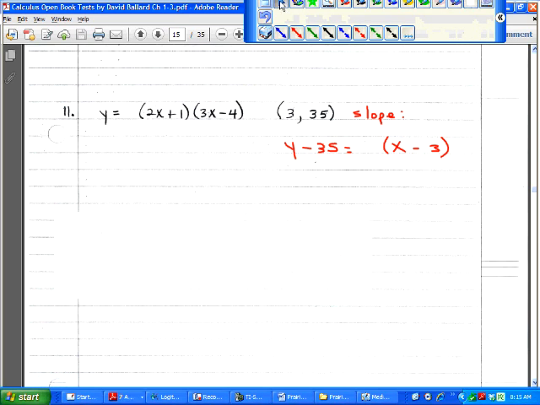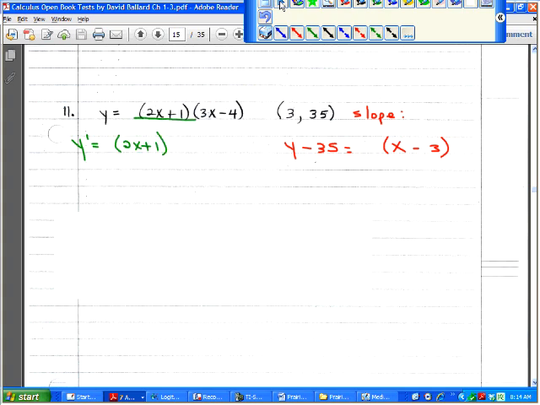Just to remind ourselves, if we're going to do the product rule to get the derivative, the product rule is what? The first times the derivative of the second, which would be 3. And then what operation goes with the product rule? Plus sign. And then we would take the second, which is 3x minus 4, times the derivative of the first, which would be 2. So first times derivative of second plus second times derivative of first.